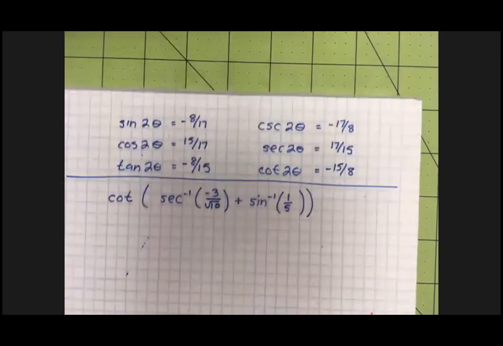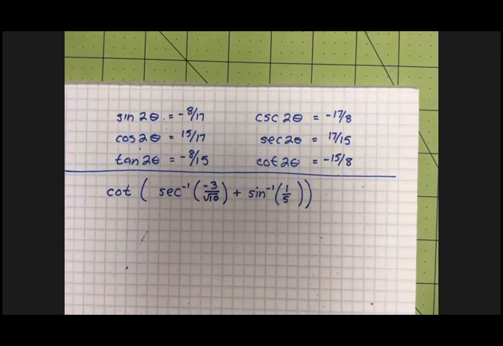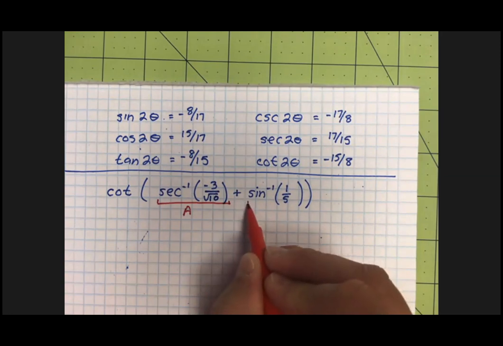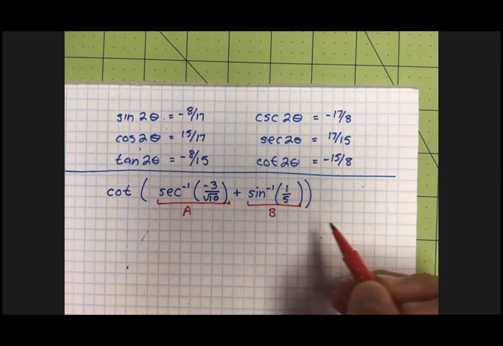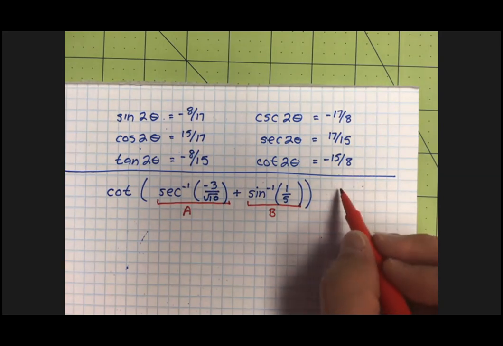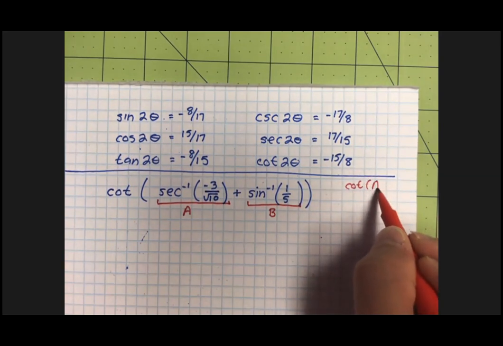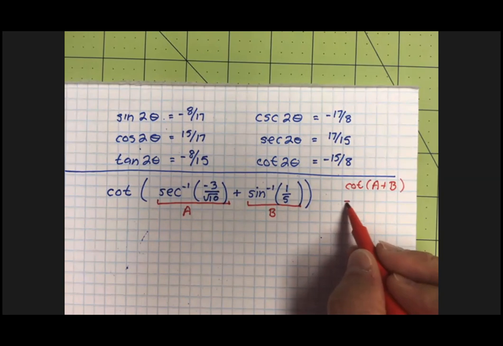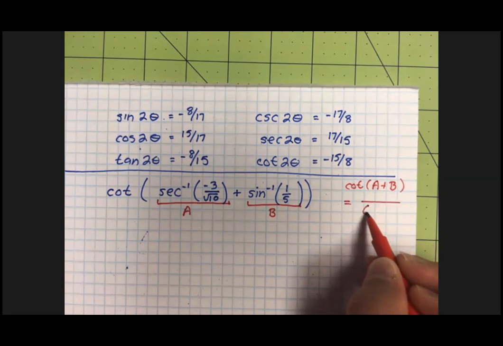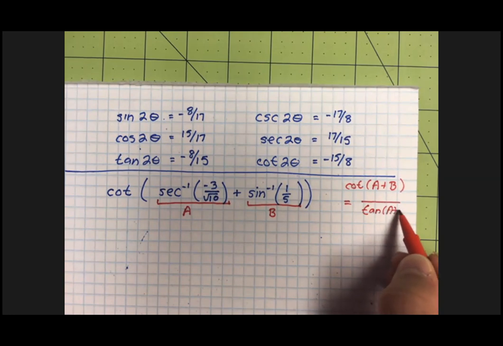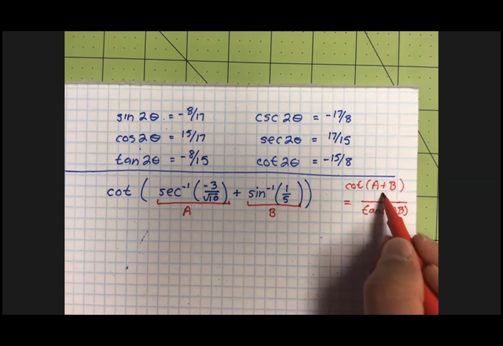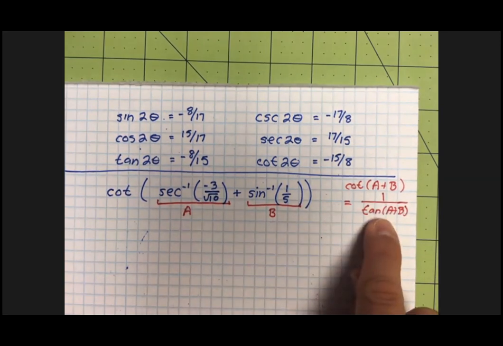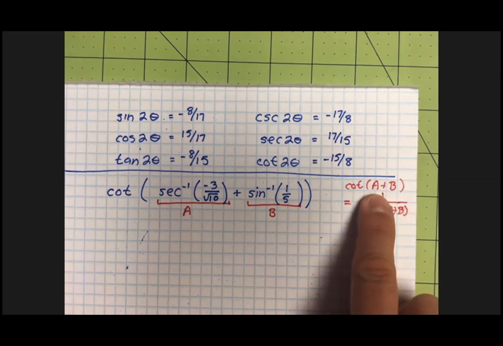So what do we have to do? We have to draw these two angles. Let's call this angle A. Let's call this angle B. Right now I'm coming up with a game plan. Then I need the cotangent of A plus B. I don't have a formula for cotangent of A plus B. Oh, but I do have a formula for the tangent of A plus B. So once I draw these two angles, I can use the formula for the tangent of A plus B, and then I'll take the reciprocal to get the cotangent. That's our plan.